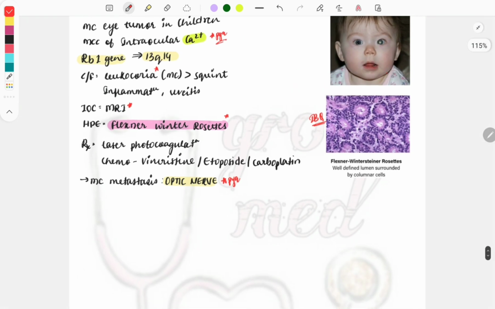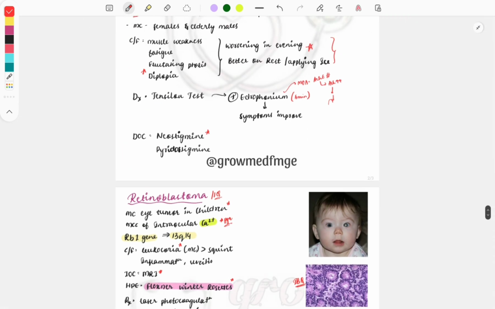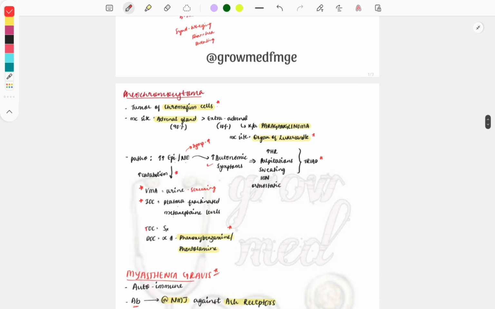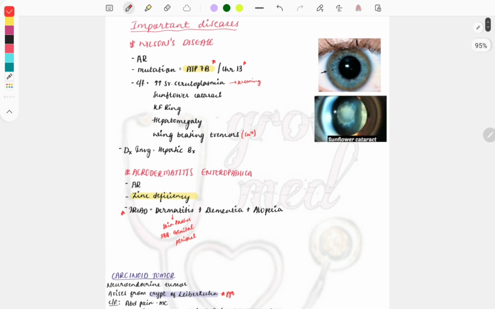Okay, so these were the important things which you must know related to various diseases, and these are short, like 1, 2, then 3, 4 or 5 questions you can expect from this whole topic.